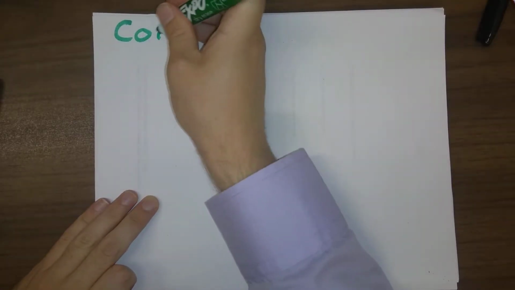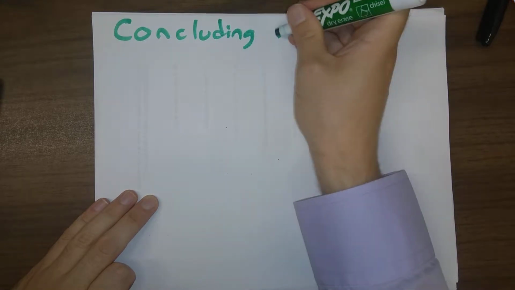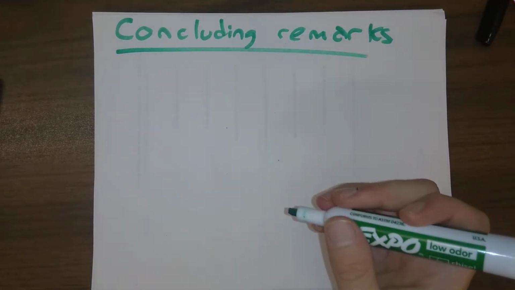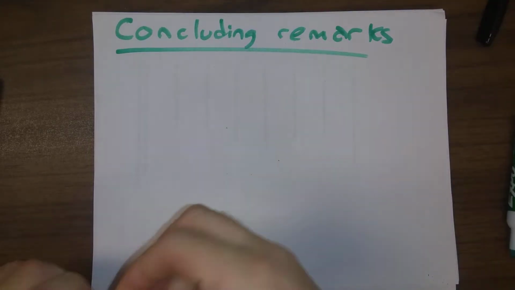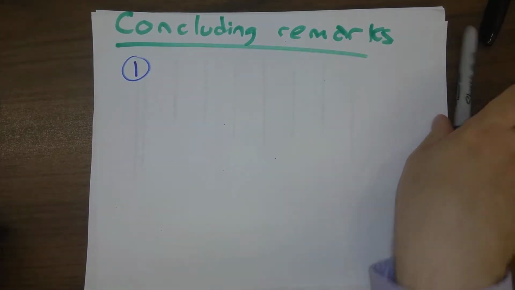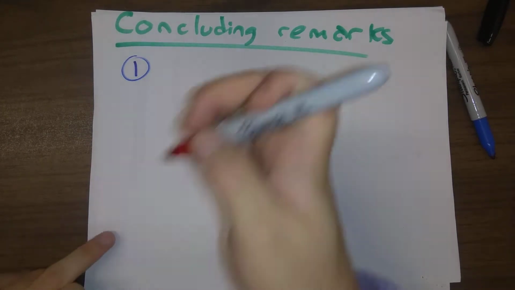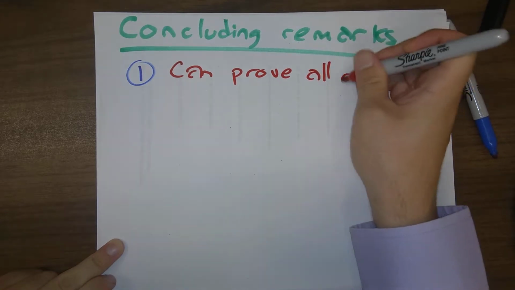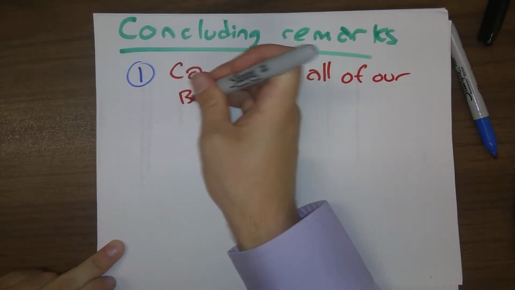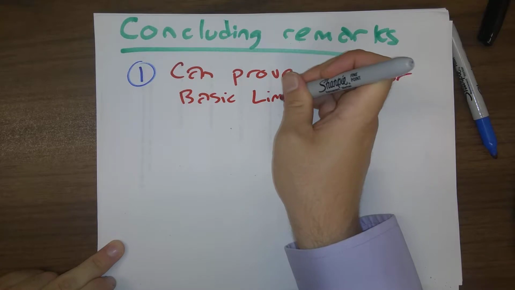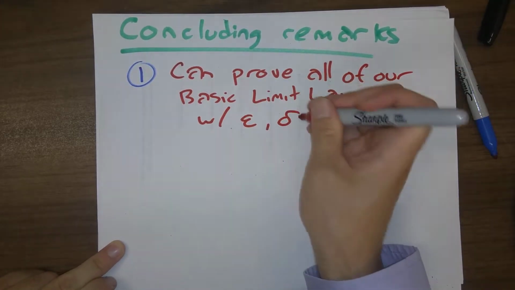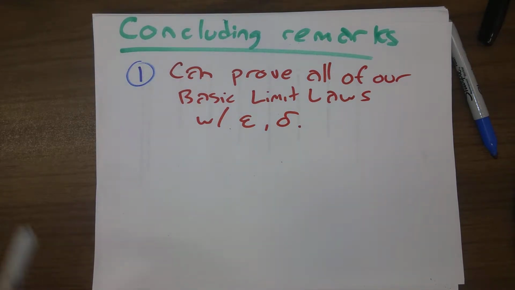Off this set of videos with some concluding remarks. So, first concluding remark just says that we can prove all of our basic limit laws with epsilons and deltas. So I'm not going to go through this.